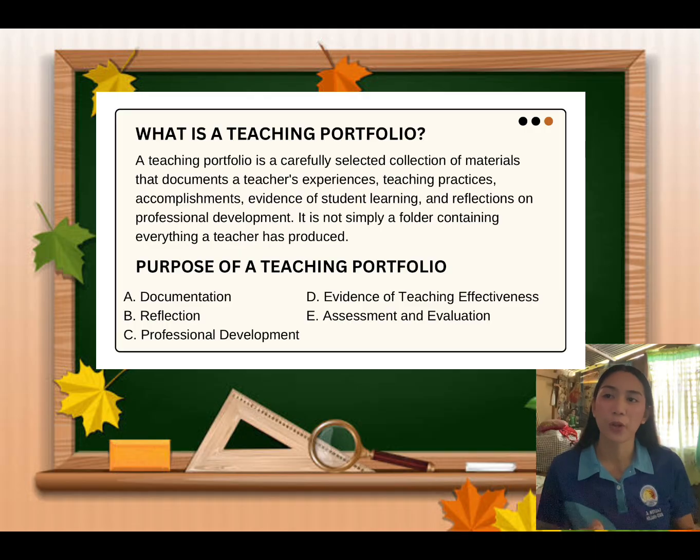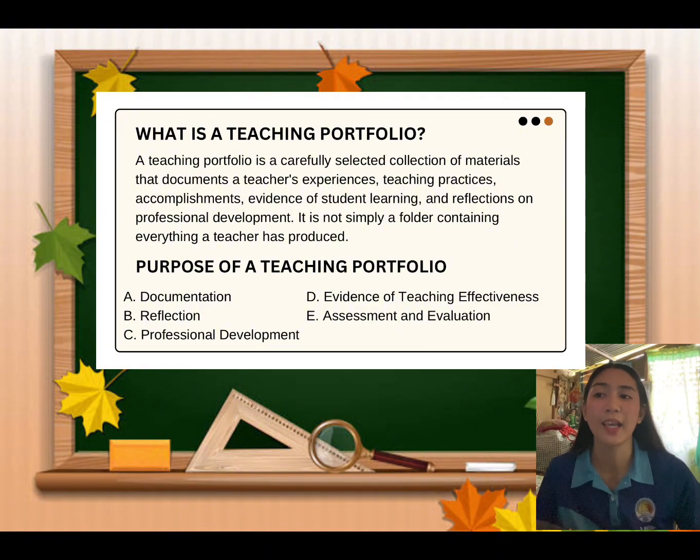A teaching portfolio is a carefully selected collection of evidence that documents a teacher's experiences, teaching practices, accomplishments, student learning, and professional reflection. But I want you to remember one important point. A portfolio is not simply a folder of documents. It is a story of professional growth supported by evidence.